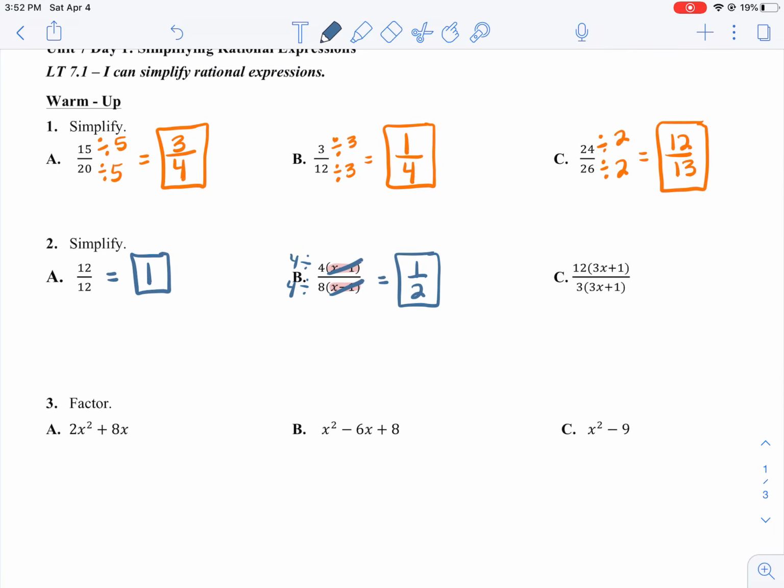Okay, so similarly in part C, 12 times 3x plus 1 over 3 times 3x plus 1. So when you see that multiplication, these are common factors, and so they can be crossed out. 3x plus 1 on top, 3x plus 1 on bottom. And so we're left with 12 divided by 3, which is 4.